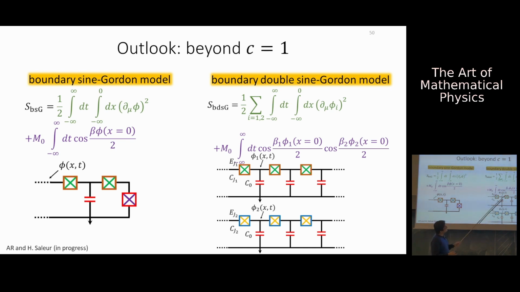And now the question is, how does one realize this cos-cos interaction? Turns out it's very simple. Instead of having one Josephson junction in the boundary sine-Gordon model, you need two Josephson junctions in the boundary double sine-Gordon model. And this precisely gives rise to this Hamiltonian here.